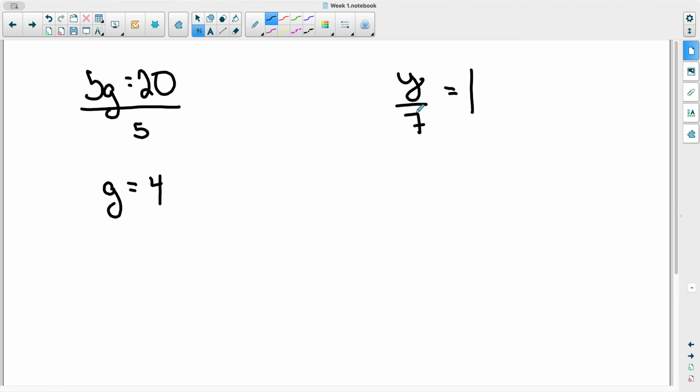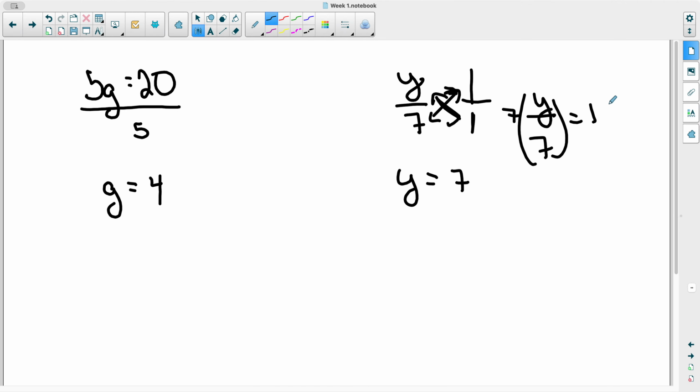Y is being divided by 7, so we take the opposite. Now, there's also another way, which you may have seen before. We can make this side a fraction, 1 over 1. And we can do something called cross multiplication, which makes y equal to 7. Or you could have just multiplied both sides by 7. Doesn't matter. Either way would work.